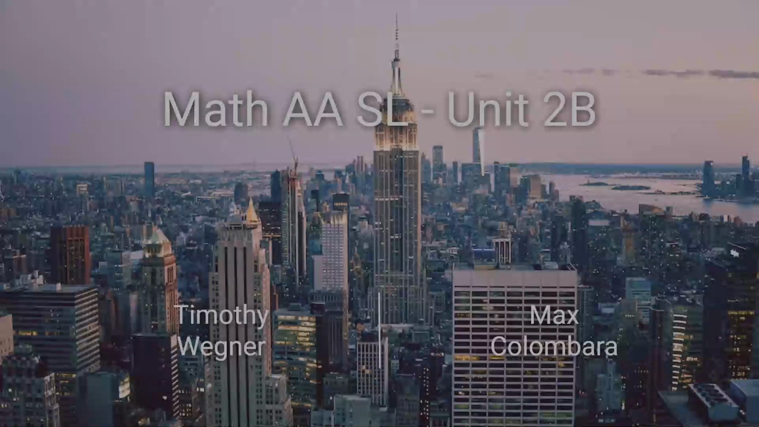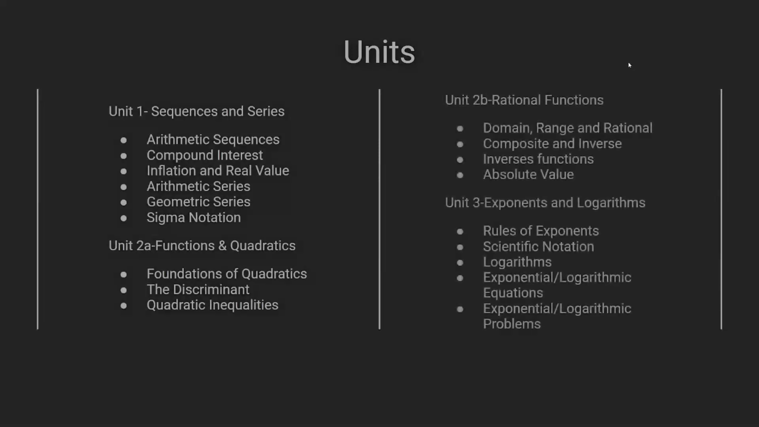We are part of the IB Simplified 101 channel, and today we're going to be covering the second part of Unit 2 of the Math Analysis and Approaches Standard Level course. The units covered in the first semester of this course are Unit 1, Unit 2, and Unit 3. Within the second part of the second unit, Unit 2b, domain, range, rational functions, composite and inverse functions, inverses of functions, and absolute value functions can be seen. And all of these concepts are going to be analyzed within this video.